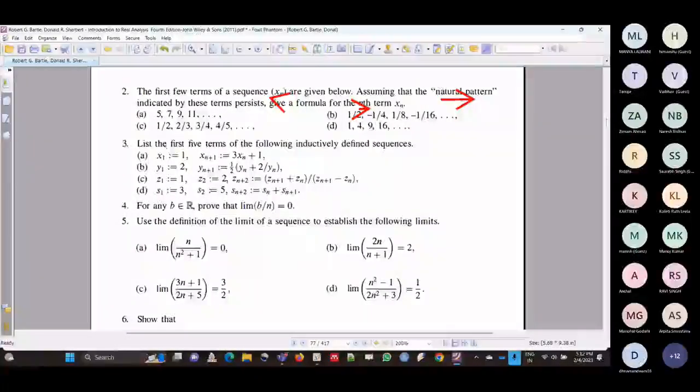In question number 3: list the first five terms of the following inductively defined sequences. So what do you need to do here? X1 is given, and the formula for Xn plus one is given. You need to put n equals 2, and then you will get x2 equals 3 x1 plus 1. Since x1 is 1, you can compute all the terms. They are demanding the first five terms, so you can easily compute them.